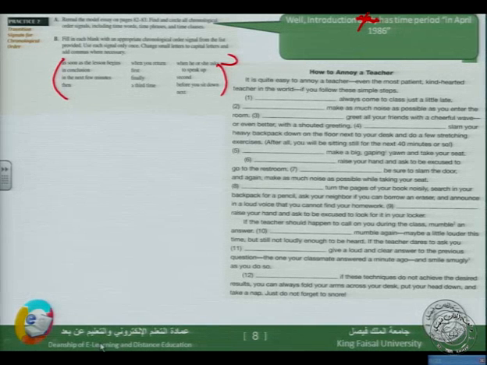How to annoy a teacher. It is quite easy to annoy a teacher, even the most patient, kind-hearted teacher in the world, if you follow these simple steps. First, always come to class just a little late. Second, make as much noise as possible as you enter the room. And then next, greet all your friends with a cheerful wave, or even better, with a shouting greeting. Before you sit down, slam your heavy backpack down on the floor next to your desk and do a few stretching exercises. After all, you'll be sitting still for the next 40 minutes or so. Finally, make a big gaping yawn and take your seat.